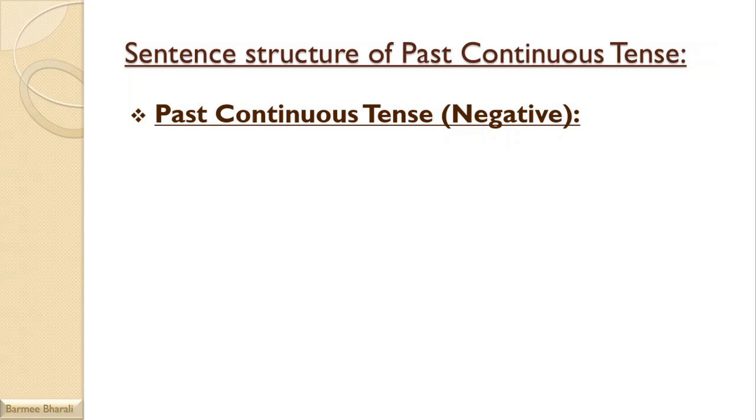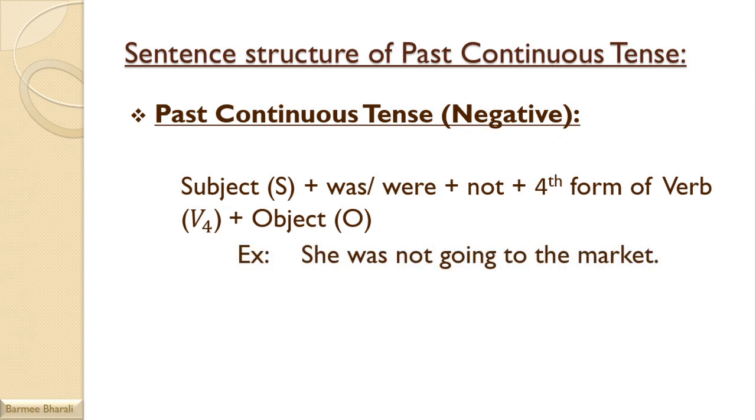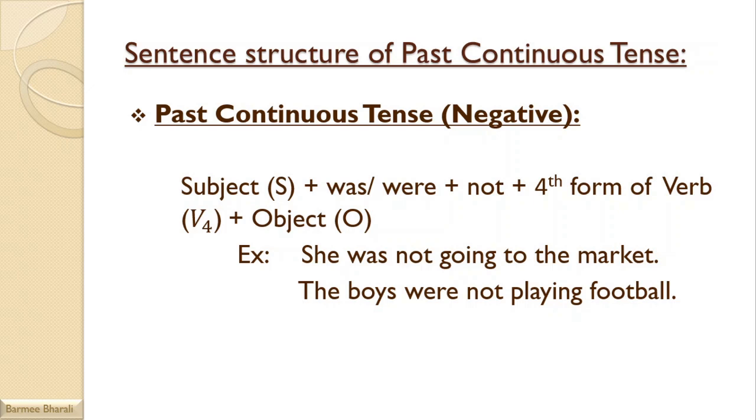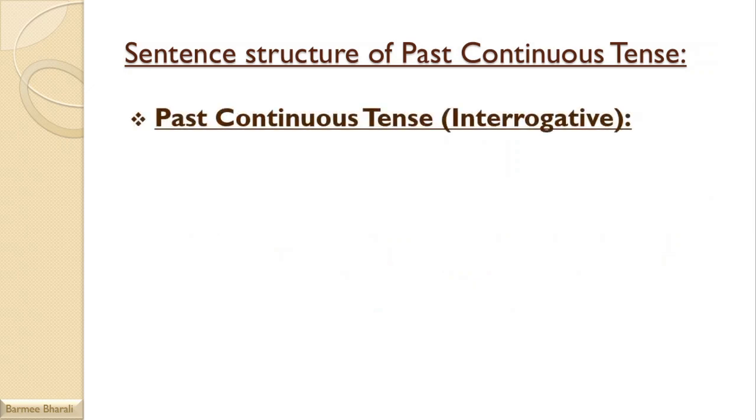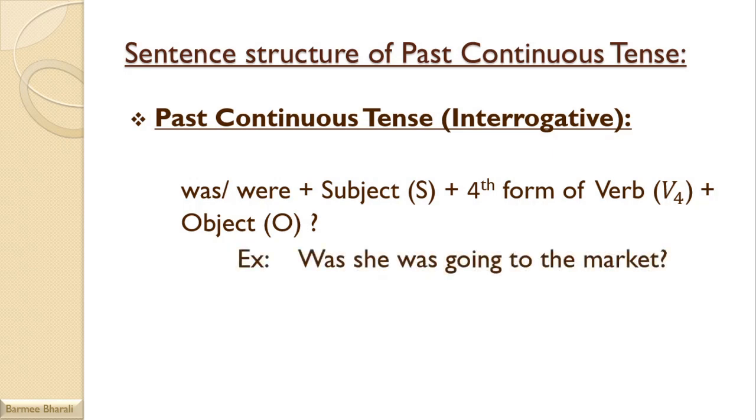Past continuous tense negative. Subject plus was or were plus not plus V4 plus object. Example, she was not going to the market. The boys were not playing football. Past continuous tense interrogative. Was or were plus subject plus V4 plus object question mark. For example, was she going to the market? Were the boys playing football?